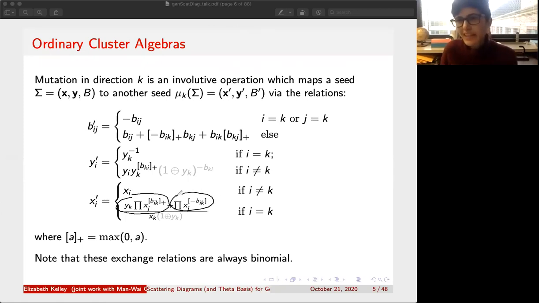Now, the one tricky thing is that as I continue iterating mutation, it may be that one of these xj's, if I write it in terms of previous variables, might itself have multiple terms. So I can end up with variables where I have more than 2 terms in the numerator. When I talk about it being binomial, what I mean is that the exchange relation has this binomial structure. I don't mean that every cluster variable can be written as a binomial over a monomial.